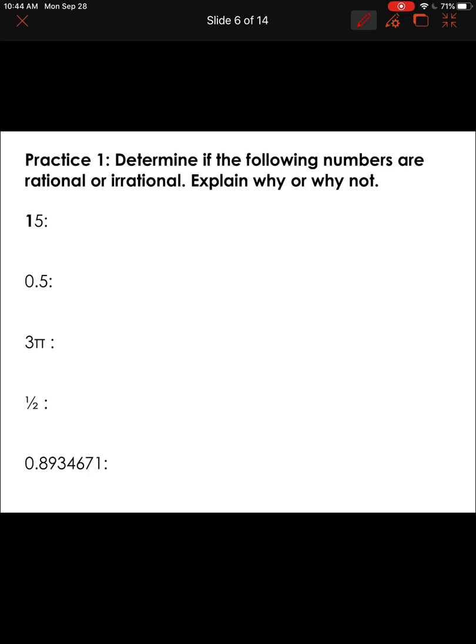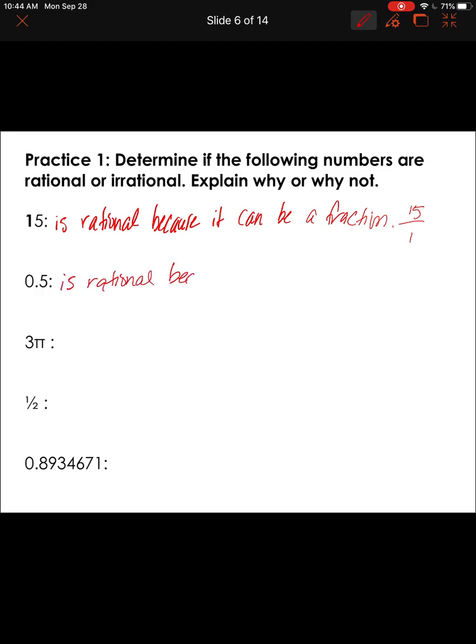All right, let's take a look. We have the whole number 15. So you should have 15 is rational because it can be a fraction. Okay, remember any whole number we could put over 1. 0.5 is rational because it can be a fraction, which is 1/2.